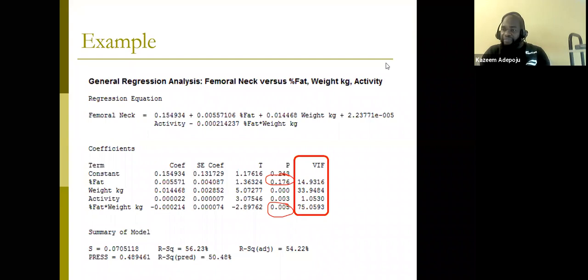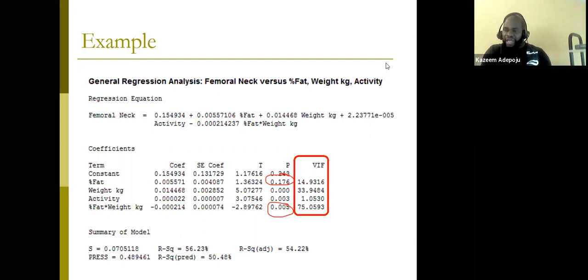We find the VIF, and the VIF associated with fat is 14.9316, and that is greater than 5. Look at the one associated with weight as well. Look at the one associated with the interaction. What are we going to do here? We cannot discard predictors whose VIF is less than 5. The only thing that can be done in this situation, we actually need to standardize predictors.